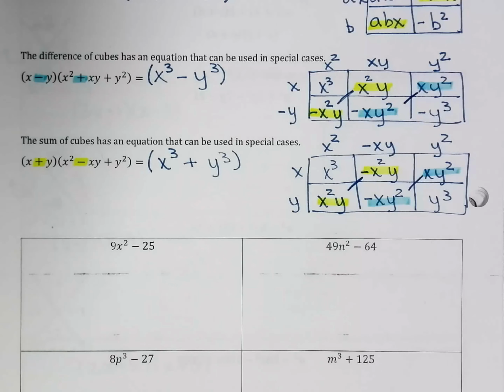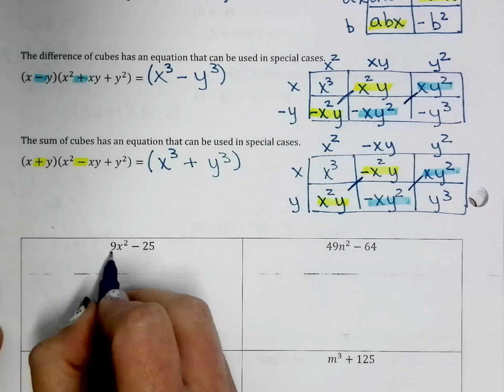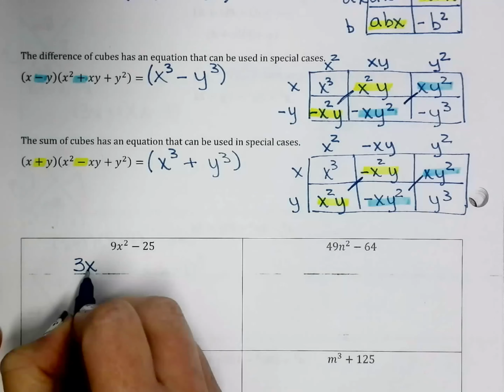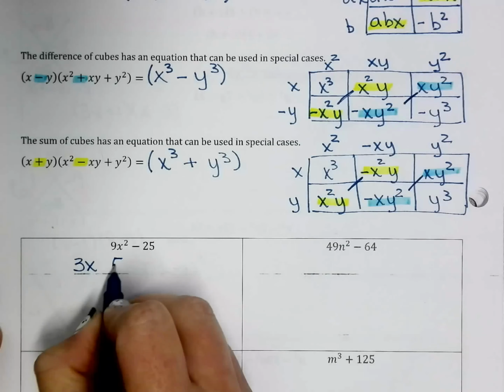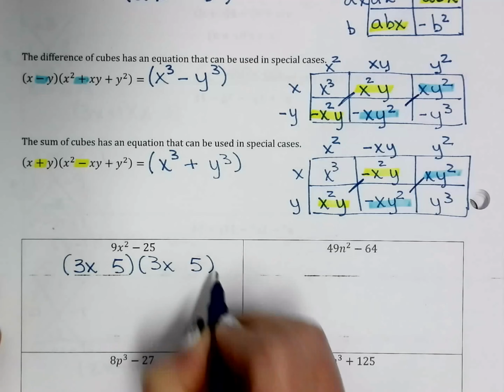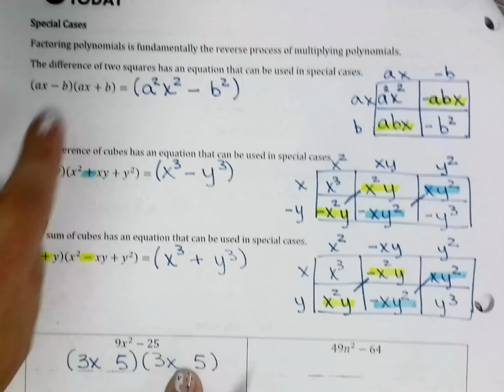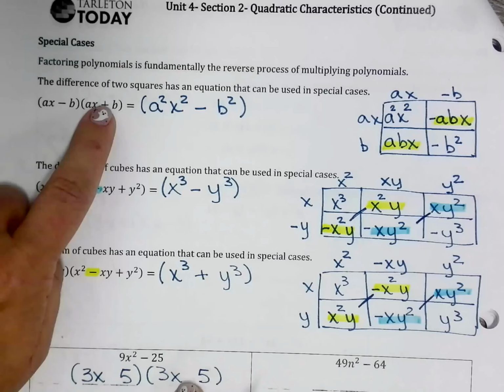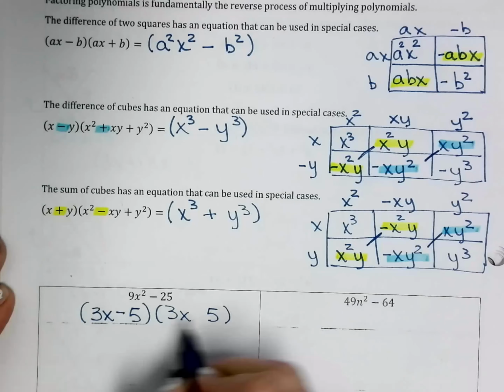This 9x squared is a perfect square. 25 is a perfect square. So we square root. Square root of 9x squared is 3x. Square root of 25 is 5. Following the formula there, one is positive, one is negative.